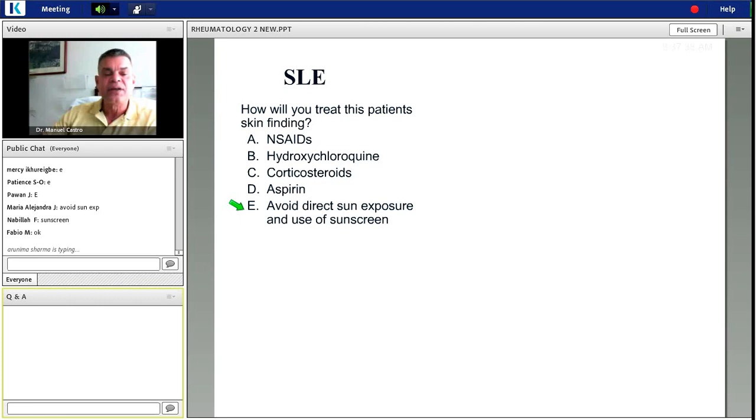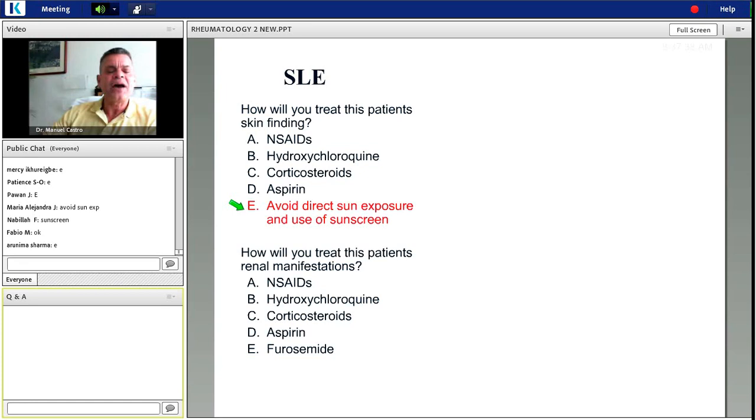So, now, let's see here. How will you treat this patient's renal manifestation? Now, very important. In SLE, it is very important to know when and how, what conditions you're going to treat with steroids and what conditions you're not going to treat with steroids, right?